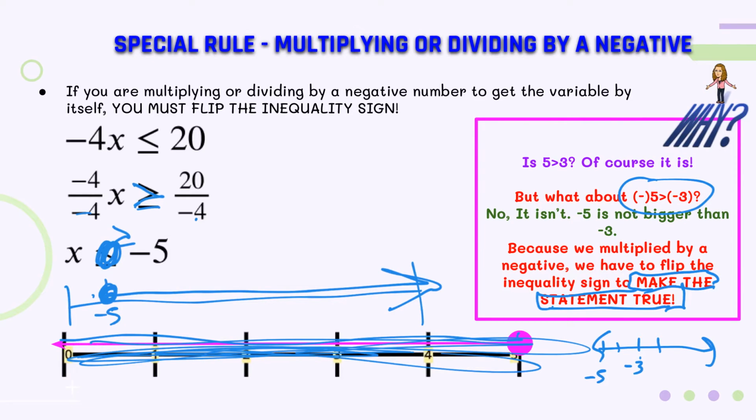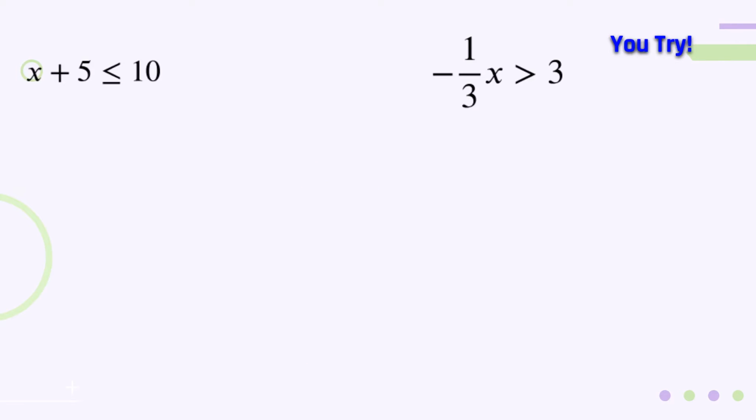Sorry, guys. We can test our solution by inserting our answer back into the original inequality. So we have negative 4 times negative 5, which is 20. So that's going to be 20 is less than or equal to 20. Is 20 less than or equal to 20? Yes, it is. Your turn, you try these examples.